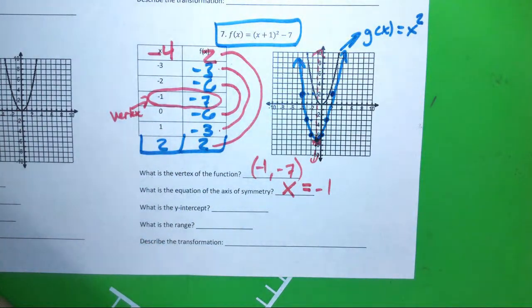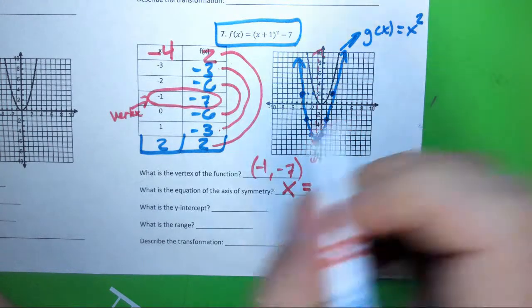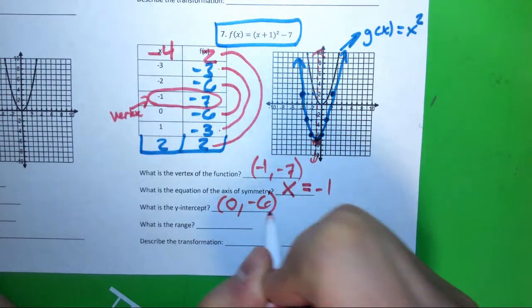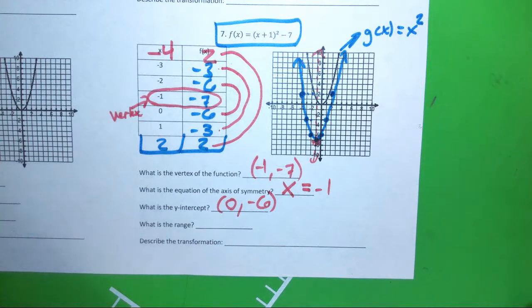Okay, y-intercept is just normal. Okay, y-intercept, it's where we cross the y-axis. Right, it's just wherever we cross. Right here, it's where x is 0. So x is 0 when y is -6. So 0, -6. Another thing we get to deal with is called the range.